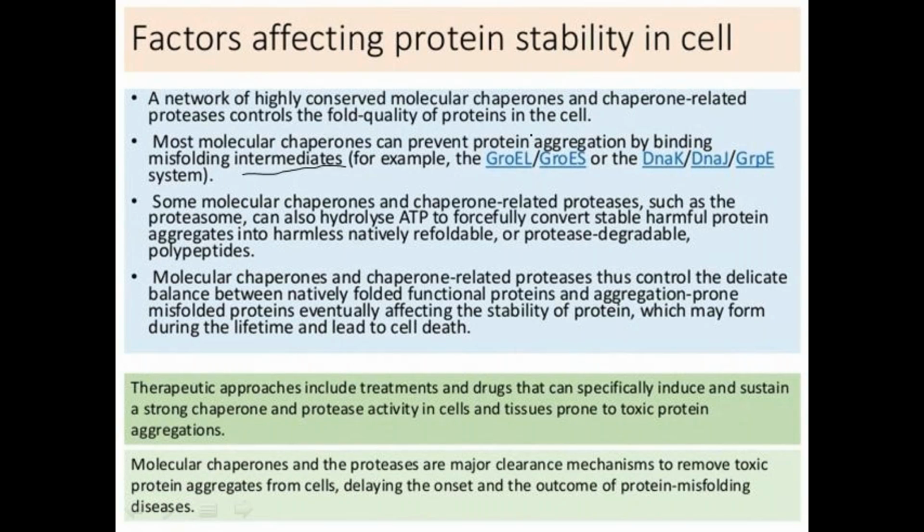Most chaperones prevent protein aggregation. That means if misfolded forms are present in proteins, they are prevented by different types of chaperones, called GroEL, GroES, or the DnaK, DnaJ, GrpE system. These will come up in mutation repair systems, DNA repairing systems.